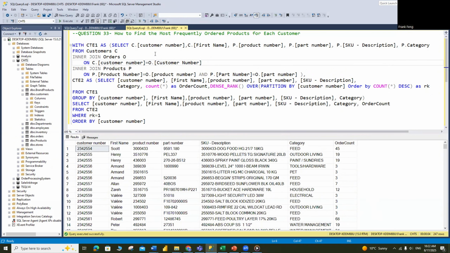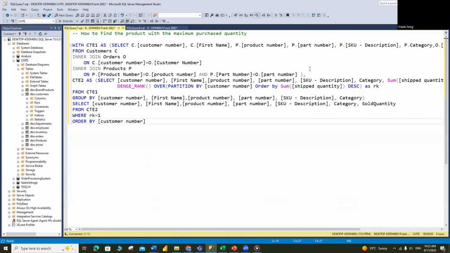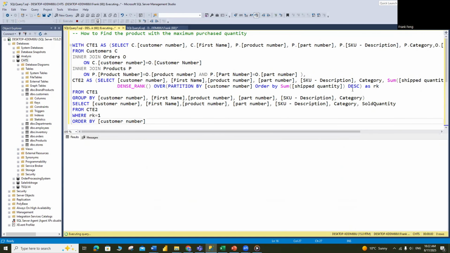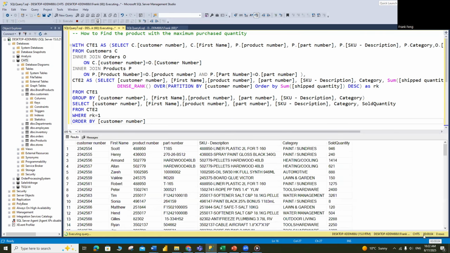It's important to note, most frequently ordered is based on order count, not quantity purchased. If we wanted to find the product with the maximum purchase quantity, we'd sum the shipped quantity instead of counting orders. Here's the query. Execute the query and it returns 169 rows. Also, we notice that Scott's most frequently ordered product was dog food, but the maximum quantity he purchased was in the paint and sundries category, with 946 items.